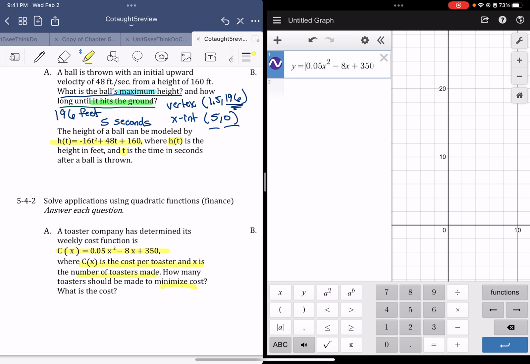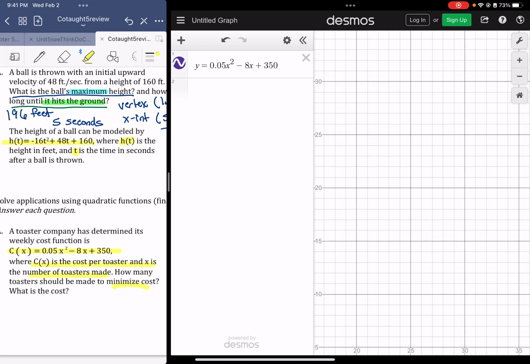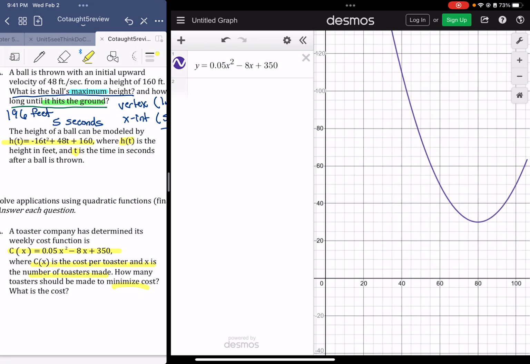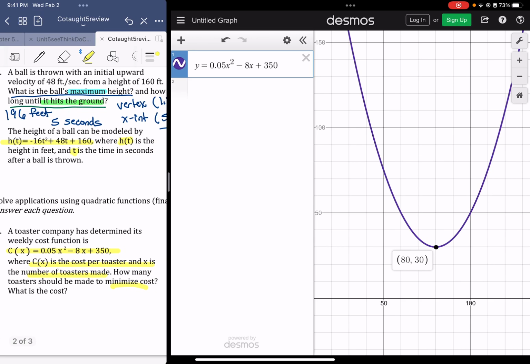Now I don't see a parabola, so I'm going to have to zoom out until, there it is. Okay, I found it. Let's find the vertex. The vertex is at the point (80, 30). So if you remember, the 80 represents the product, which is toasters, and the 30 is going to represent the cost. So when we make 80 toasters is when the cost will be the least, and it will be 30 at that point.